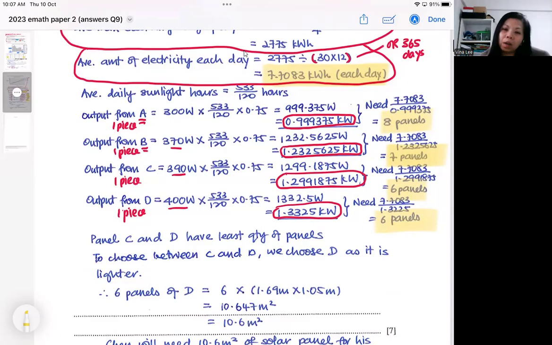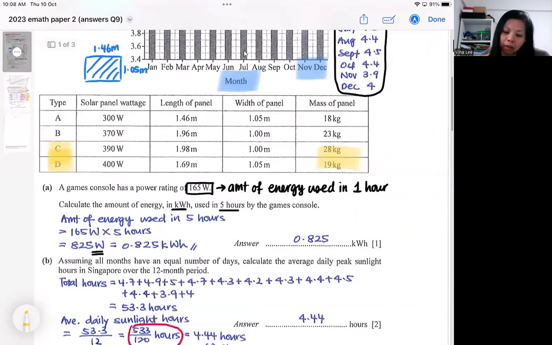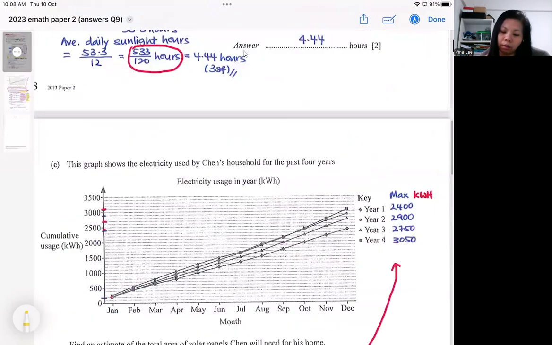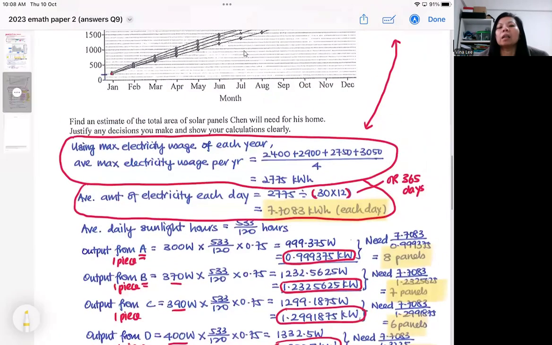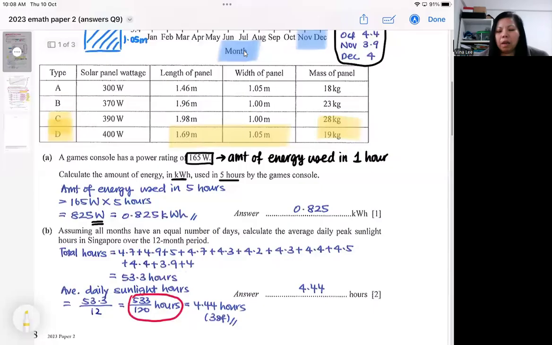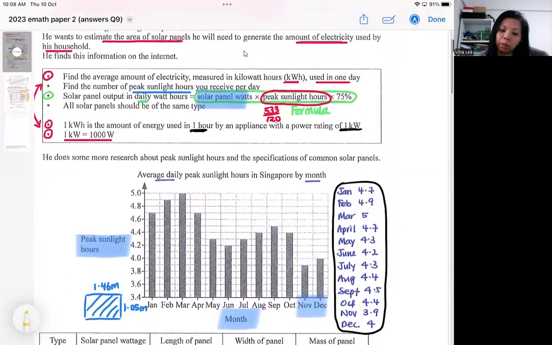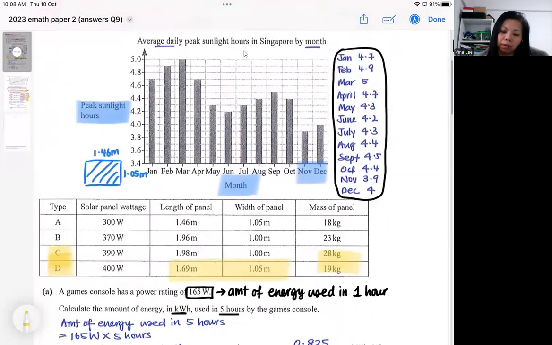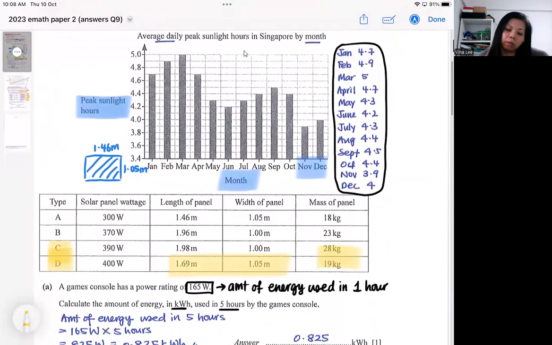Okay. So once I chose D, then based on the dimension of D, I can work out the area that is necessary. So in a way, it looks very complex, but if you break it down, you realize that it's not so bad. We will need to use the formula idea, and from the data, there are a lot of ways to get the data. So a lot of ways to interpret the data.